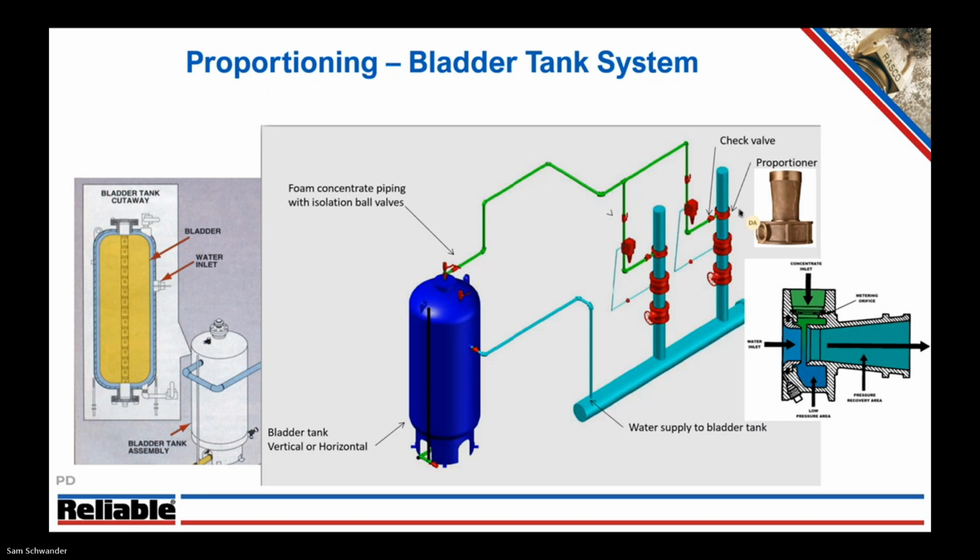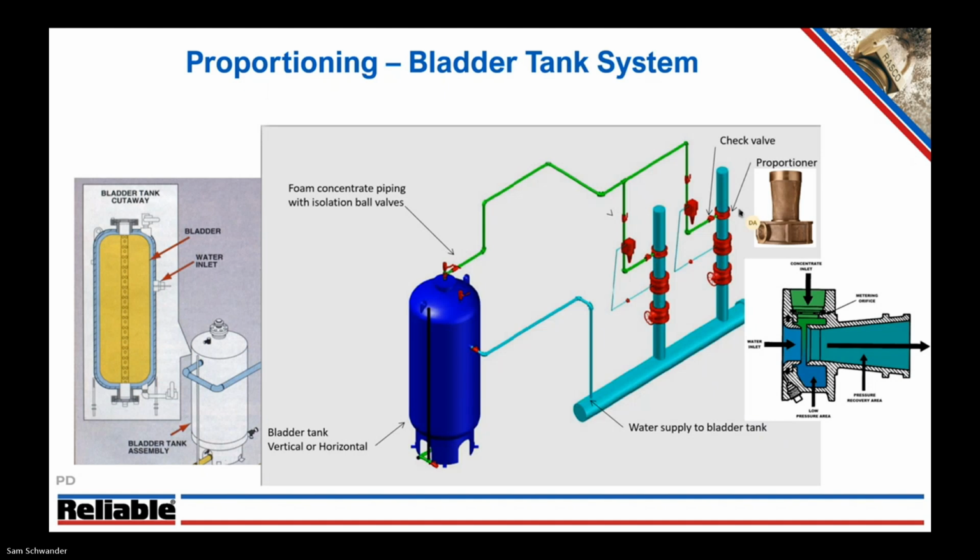So typically, we want to think of this as a kit, right? In a perfect world, your bladder tank, the foam concentrate, and the proportioning device are all made by the same manufacturer, because when we take these products to UL and/or FM, they're tested together and we find an acceptable flow range that these products work in.